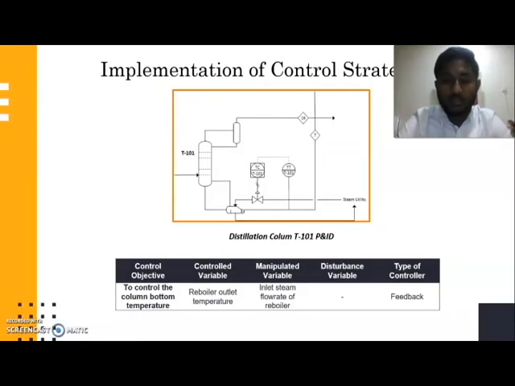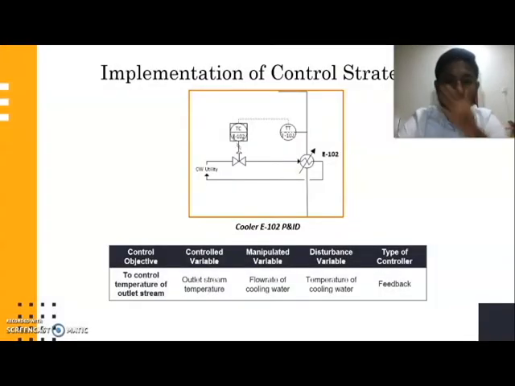Same here for the distillation column, the type of control used is feedback. The reboiler outlet temperature is measured, and the inlet steam flow rate of the reboiler is adjusted. Same here for the cooler, as the outlet steam temperature is measured, and also the flow rate of cooling water is adjusted.